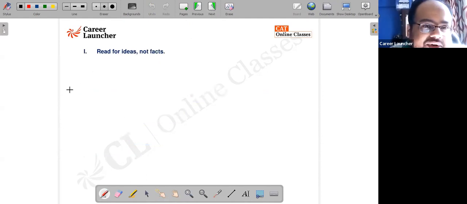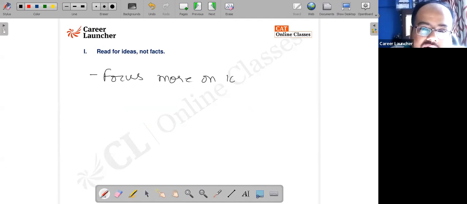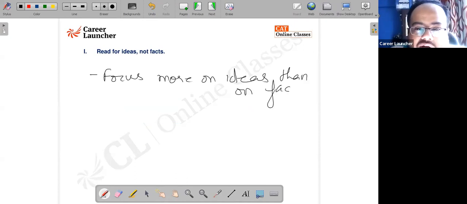The first concept is read for ideas, not for facts. In fact, if I have to put this across in a slightly better way, what I would say is focus more on ideas than on facts. Focus more on ideas than on facts.